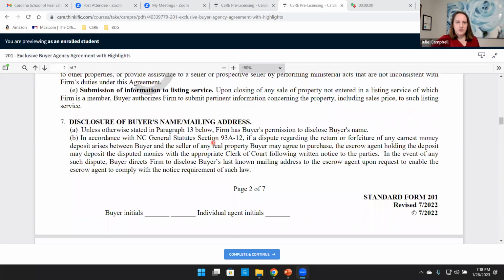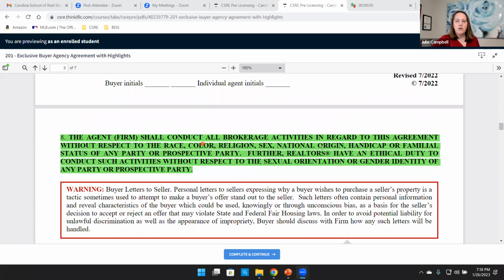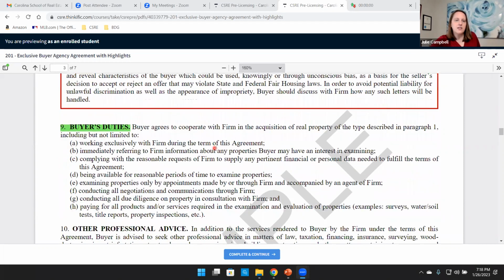Let's see, what else is green? Here's our non-discrimination clause again. We saw this last night in the listing agreement. Again, we're going to talk about these protected classes and what all these mean. Unit 19. And then here's the buyer's duties to the firm.